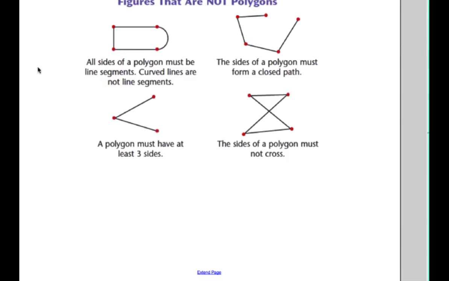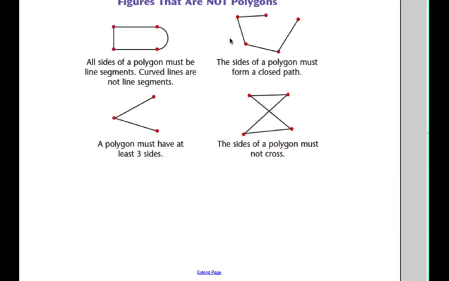Now take a look at these figures that are not polygons. This one is not a polygon because a polygon cannot have curved lines. Curved lines are not line segments. So keep in mind that polygons must have straight sides.